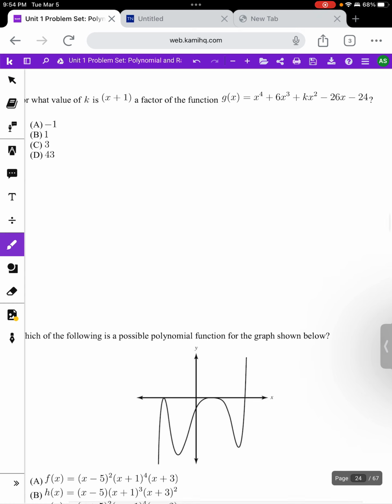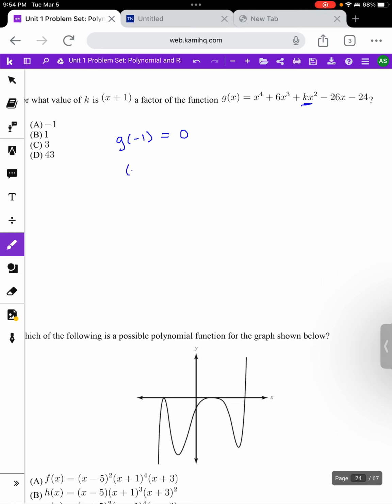Aha, so there's k right there. All right, so here's what we want to figure out. We know x plus 1 is a factor, right? So that means when I plug it into the equation, I should get out 0. So f of negative 1 should equal 0. So I'm going to go ahead and plug it in for x, and that leaves me with k.